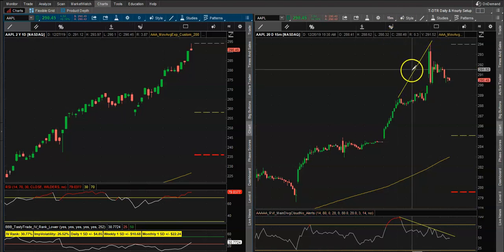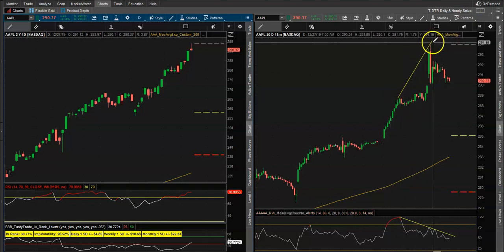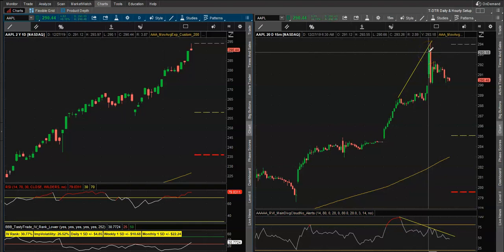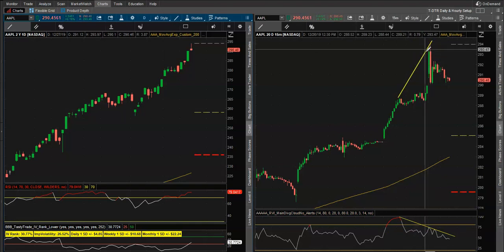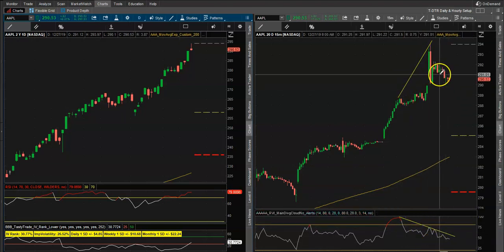I drew in the divergence that we have from this high to this high, and then to this lower high. This is what divergence looks like. Whenever you see a divergence this big, usually you could trust it, and that's probably a short-term top going on right there.